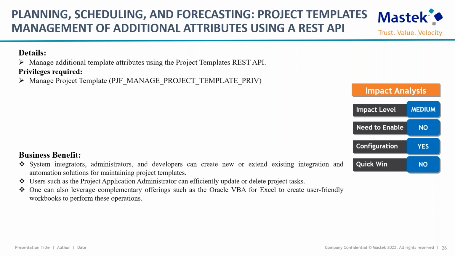But now it can be easily done through REST API for bulk task updating of additional attributes, which saves time compared to row-wise updating from UI when the number of templates and tasks is high.